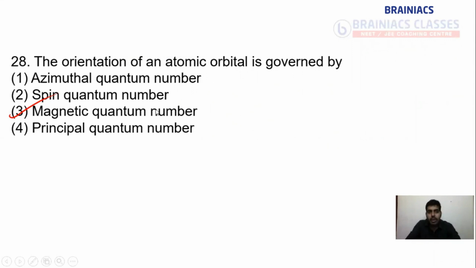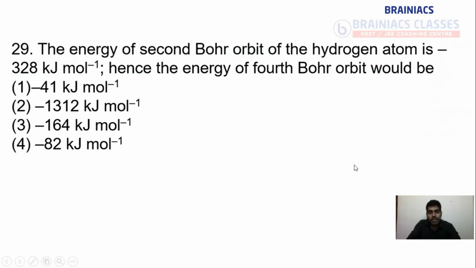I think it's clear. So the orientation of the atomic orbital or the electron is given by the magnetic quantum number. Moving on to the next question.